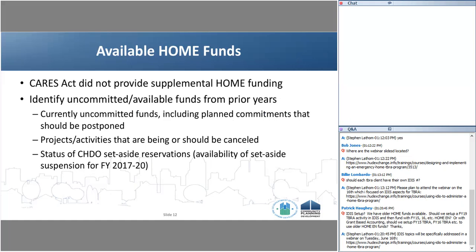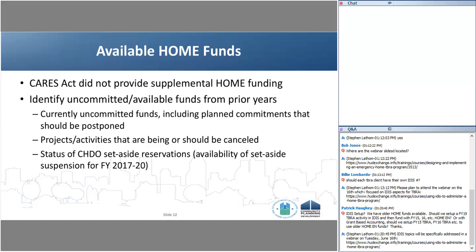So some of the most obvious places to look would include currently uncommitted HOME funds. Clearly, we're not talking about taking away money from projects that have already been committed and are underway, but there may be projects we had programmed for funding in the action plan that are no longer moving forward and will be postponed. There might be projects or activities that we had in our plans that just don't make sense moving forward because of the changes in the economic environment that could be canceled altogether rather than only being pushed back.